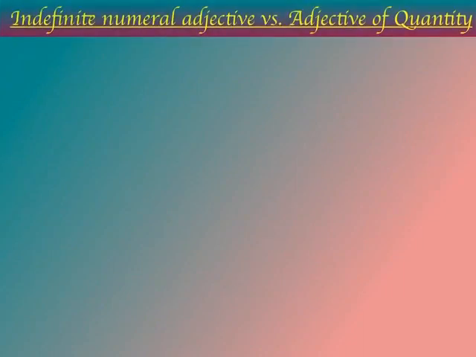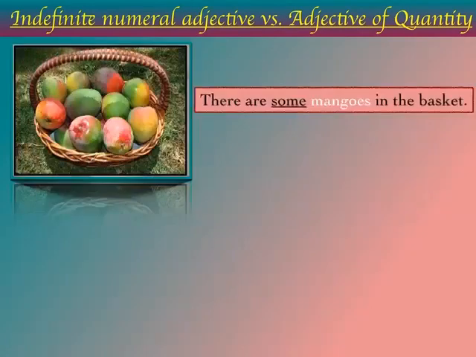Now let's see the difference between indefinite numeral adjectives and adjectives of quantity. Let me tell you one thing. Indefinite numeral adjective is used for countable nouns and adjectives of quantity is used for uncountable nouns. But the words which we use as an indefinite numeral adjective and adjective of quantity might be the same. You can see the image given over here.